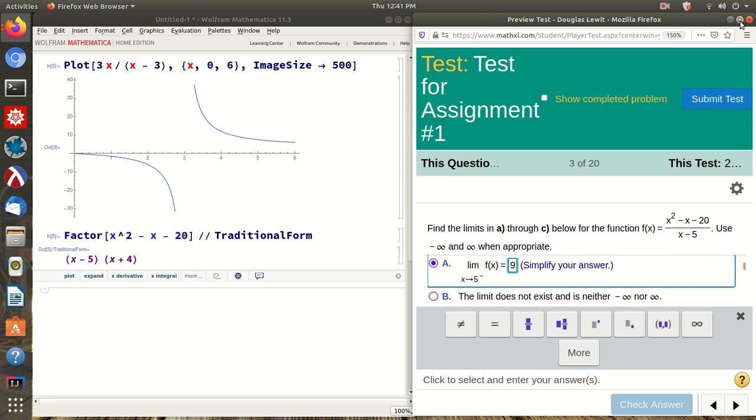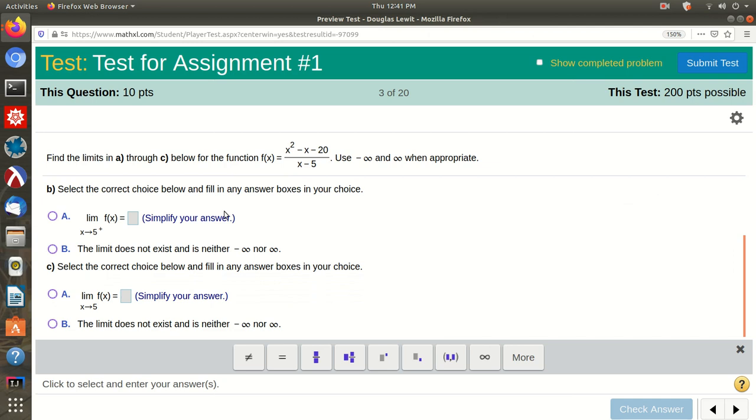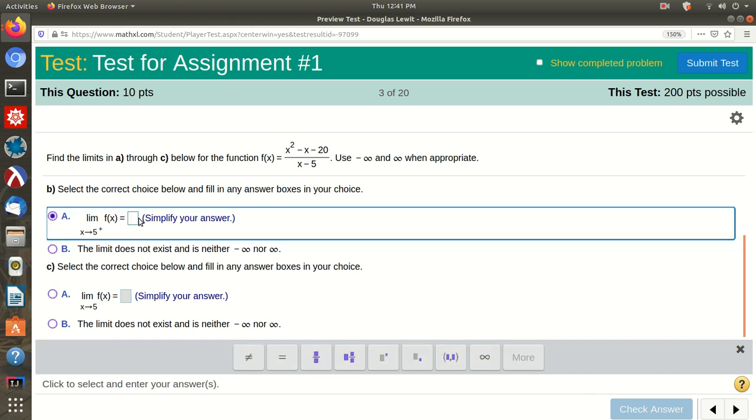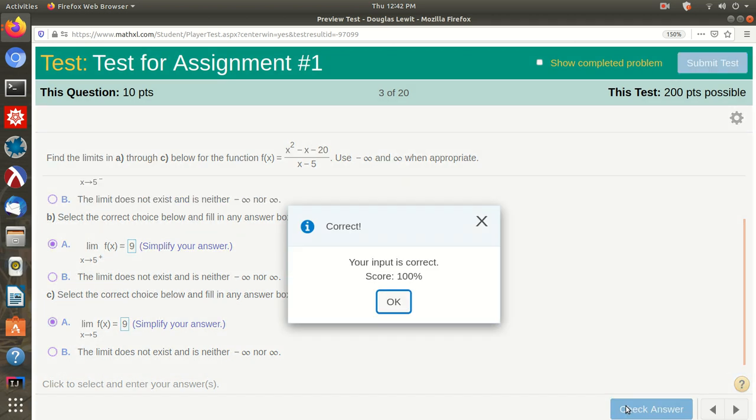Hold on one second. And then b, as x approaches 5 from the right side, the limit should be 9. And as x approaches 5 from either side, the limit should be 9. Your input is correct, score 100%.